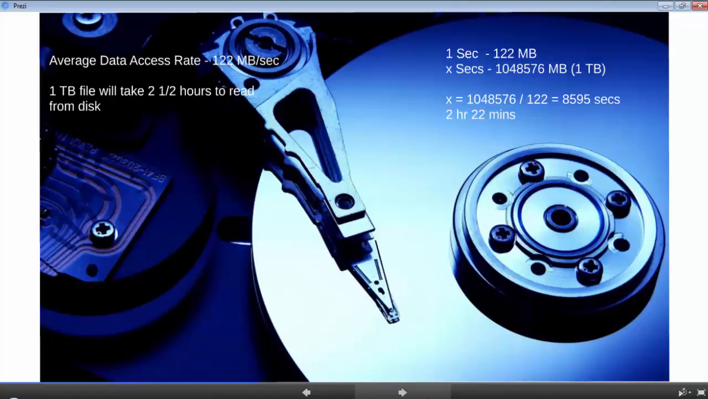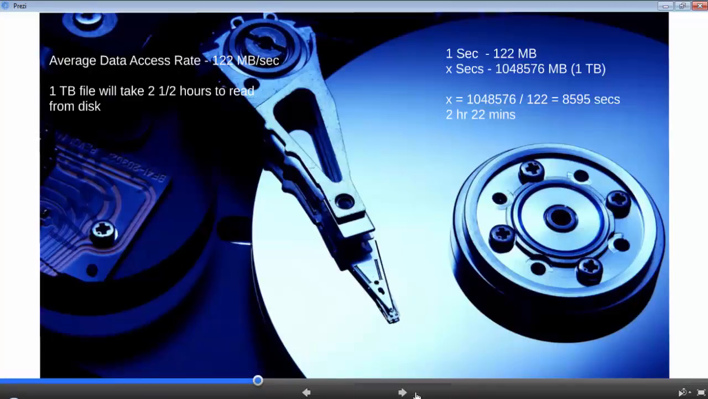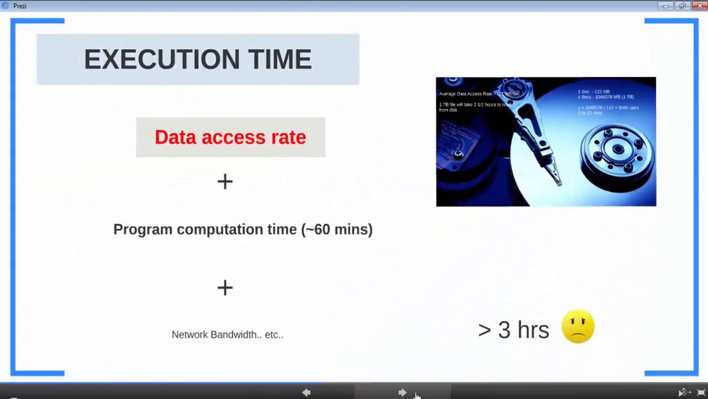Average data access rate in HDDs is usually about 122 megabytes per second. So if you do the math, to read a 1 terabyte file from a hard disk drive, you need 2 hours and 22 minutes. Wow. Now that is for an HDD that is connected to your workstation. When you transfer a file from a NAS server or from your SAN even, you should know the transfer rate of the hard disk drives in the NAS servers. For now, we will assume it is the same as the regular HDD, which is 122 megabytes per second. And hence it would take 2 hours and 22 minutes.